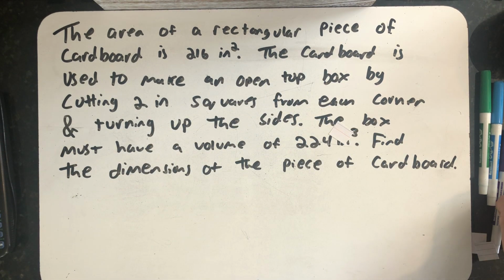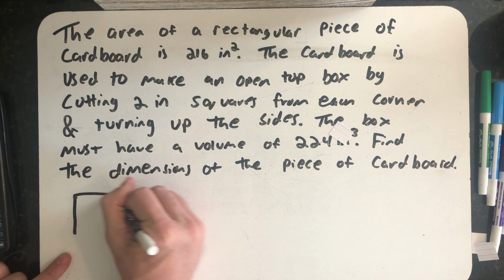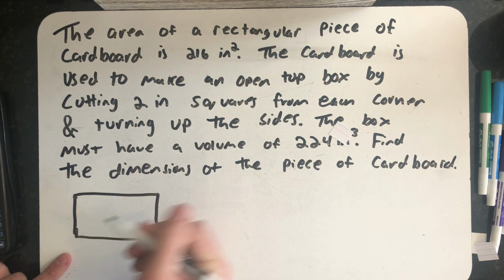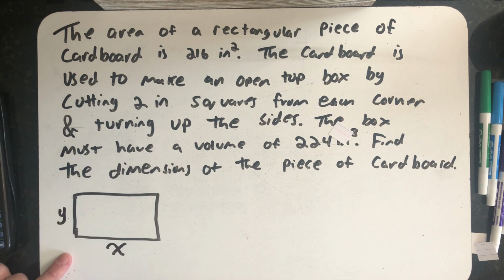So let's see now if we can go back to this problem. So I have a piece of cardboard with some length and some width. And so let's just call the length X and the width Y. Now I chose those variables. You could choose to use L and W. You might even choose X and Y, but have them swapped. Hopefully we'll end up with the same dimensions.